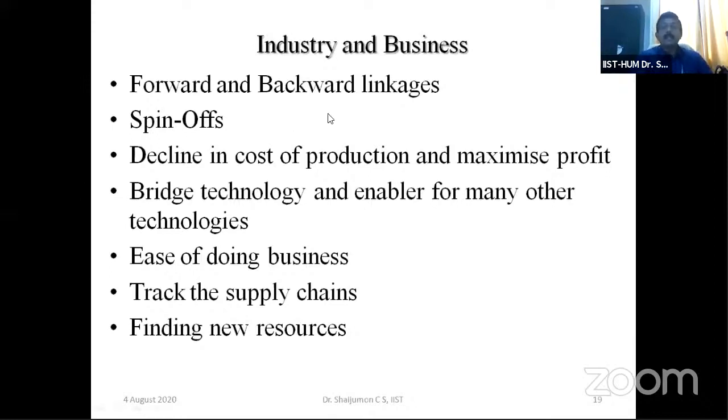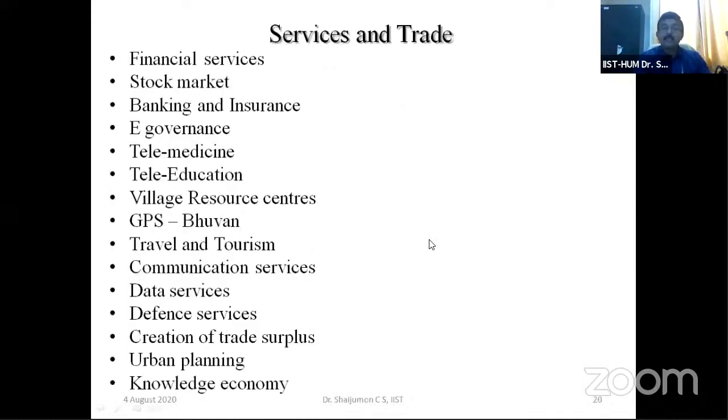Track supply chains. You can track the supply chains in the country from where the production is happening up to what destination it is going. All these things you can track by using space technology. Finding new resources: I said that for industrial development you need new resources, and you can find new resources.